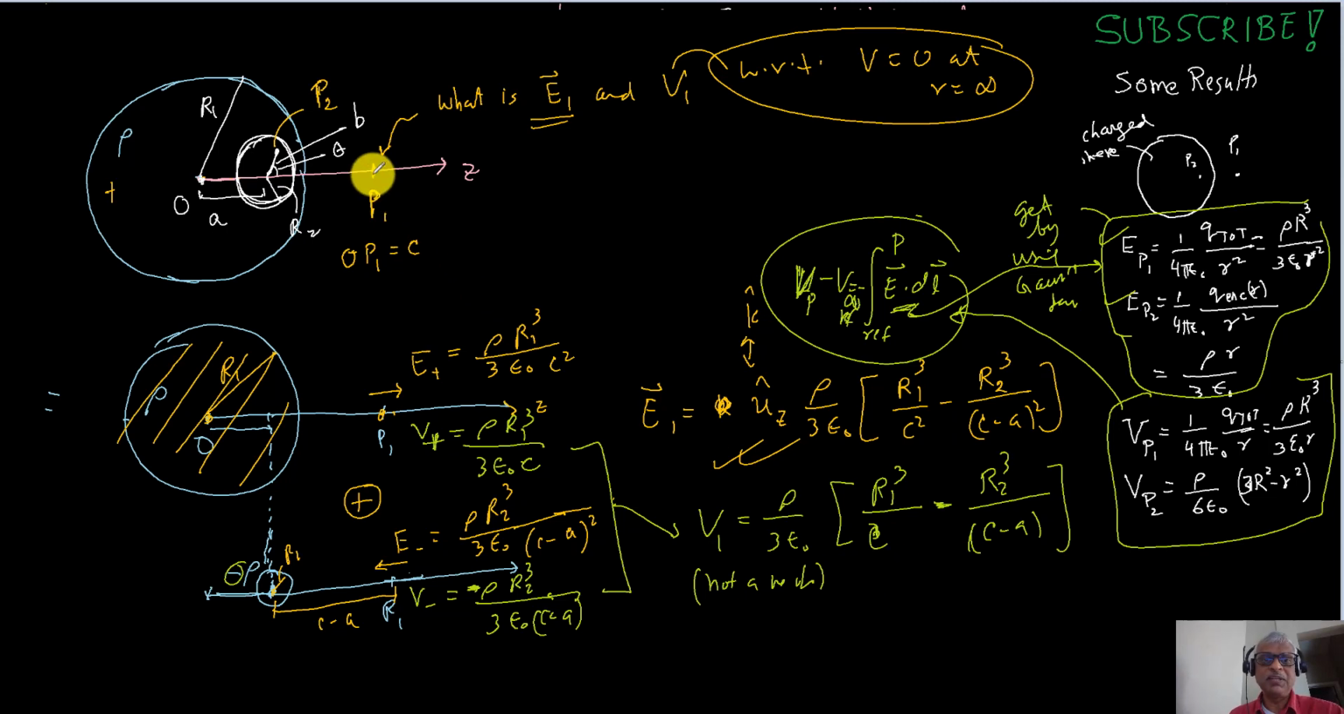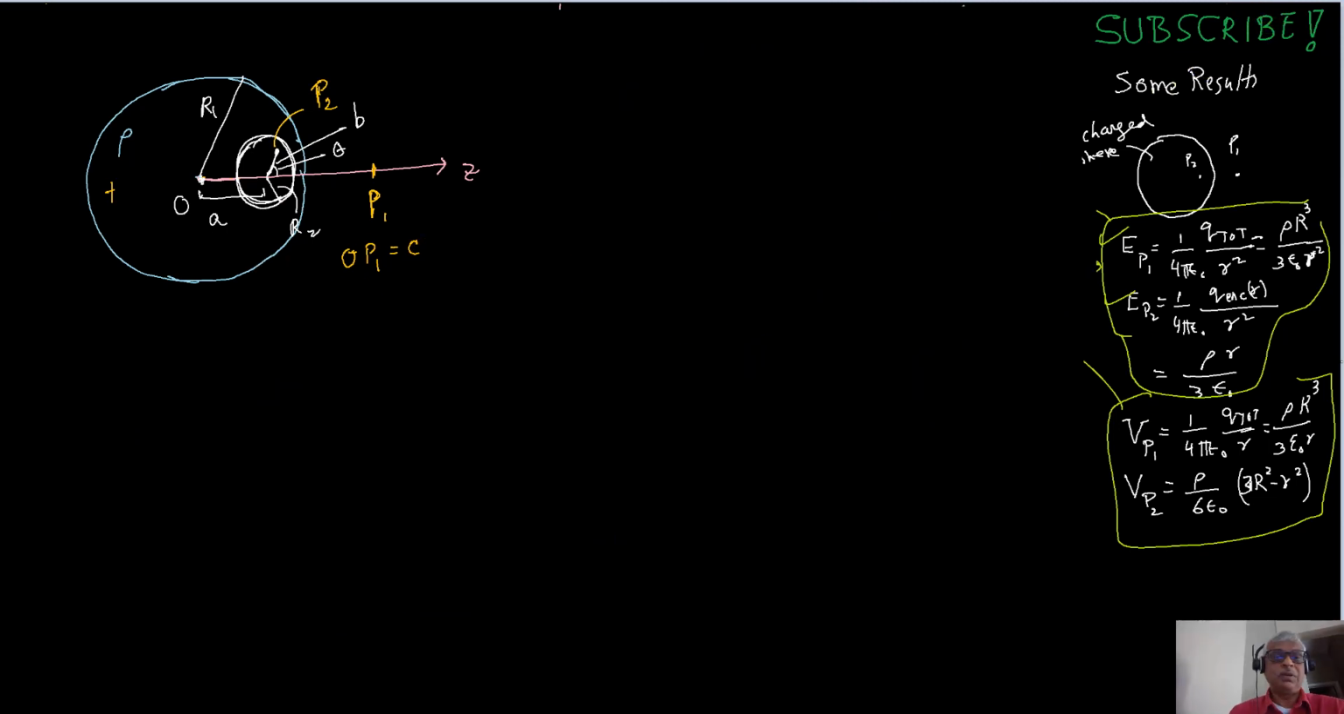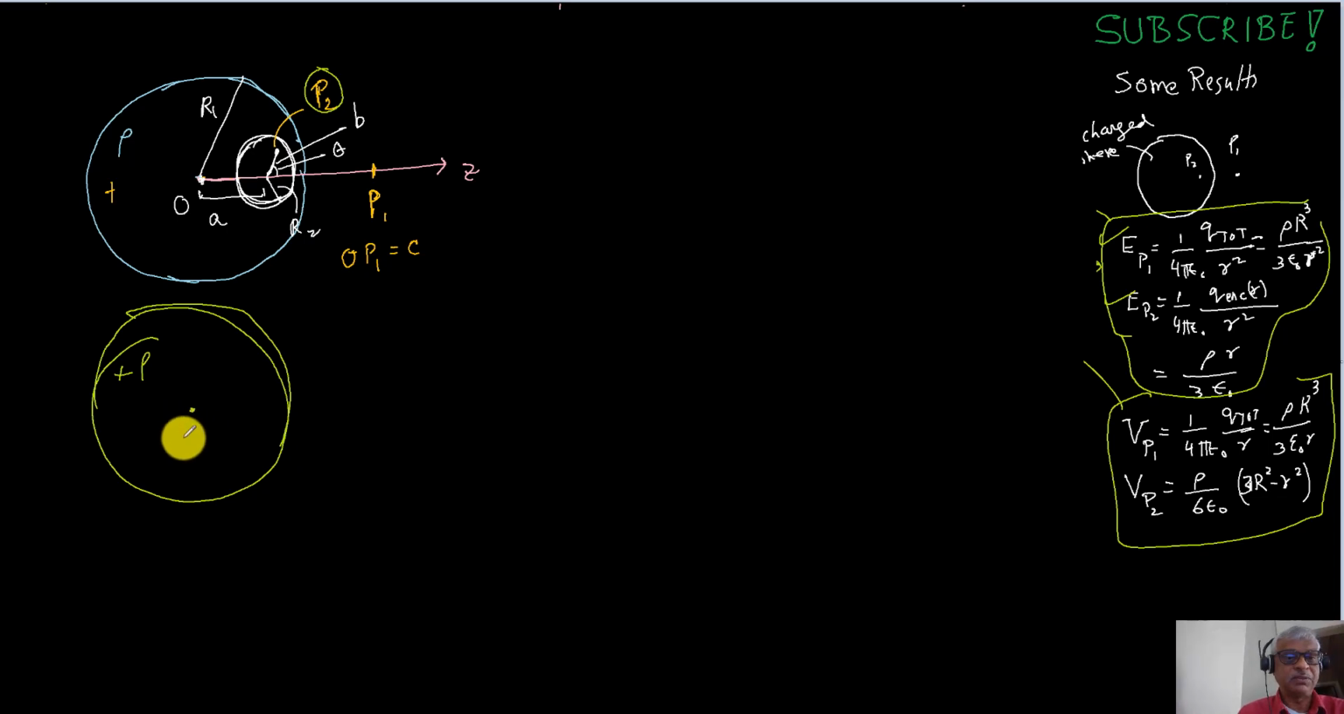All right, so that's for P1, which is very easy. How about a point inside the cavity, say point P2, at some angle? So let's try to do that. We have the same technique. Let me make it bigger. So we have this whole thing with plus rho, and this is the origin, and the point is over here, at a distance A and distance B, and this angle theta. So that's where the point P2 is.